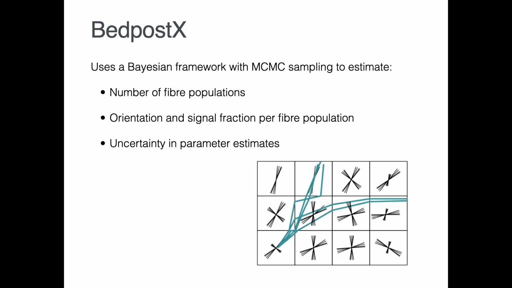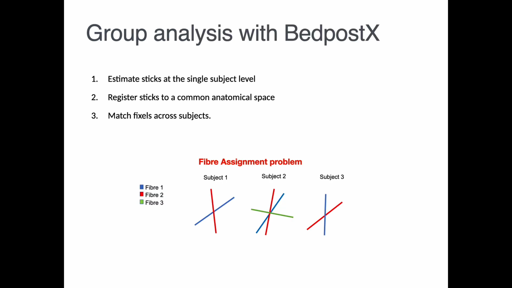Bedpost-X applies a Bayesian framework with MCMC sampling to estimate in each voxel the number of fiber populations and their orientations and signal fraction for each fiber population. Importantly, it provides the uncertainty estimates, which makes it a key tool for probabilistic tractography. One way to attempt a group comparison is to use the outputs of bedpost-X.